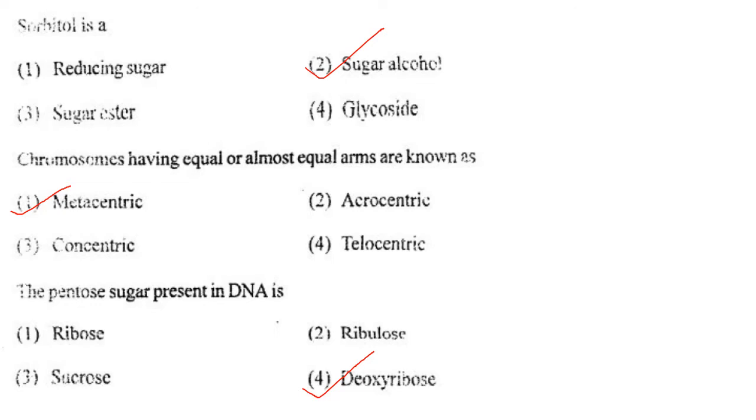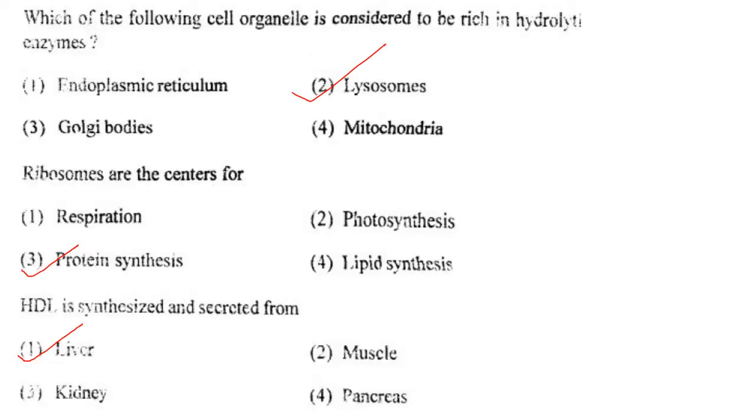Next one. The pentose sugar present in DNA is option 1 ribose, 2 ribulose, 3 sucrose, 4 deoxyribose. Option 4 deoxyribose. Next one. Which of the following cell organelles is considered to be rich in hydrolytic enzymes? Option 1 endoplasmic reticulum, 2 lysosomes, 3 Golgi bodies, 4 mitochondria. Answer is option 2 lysosomes.